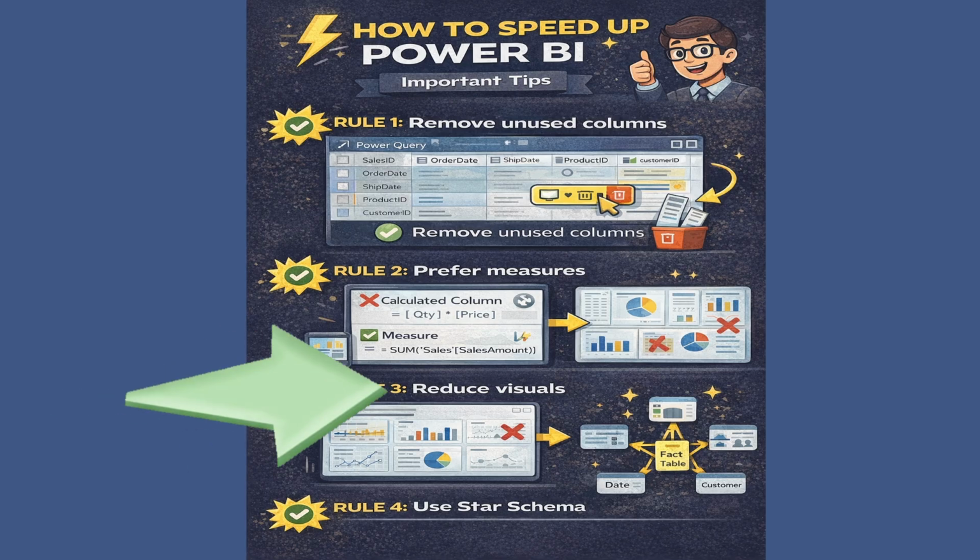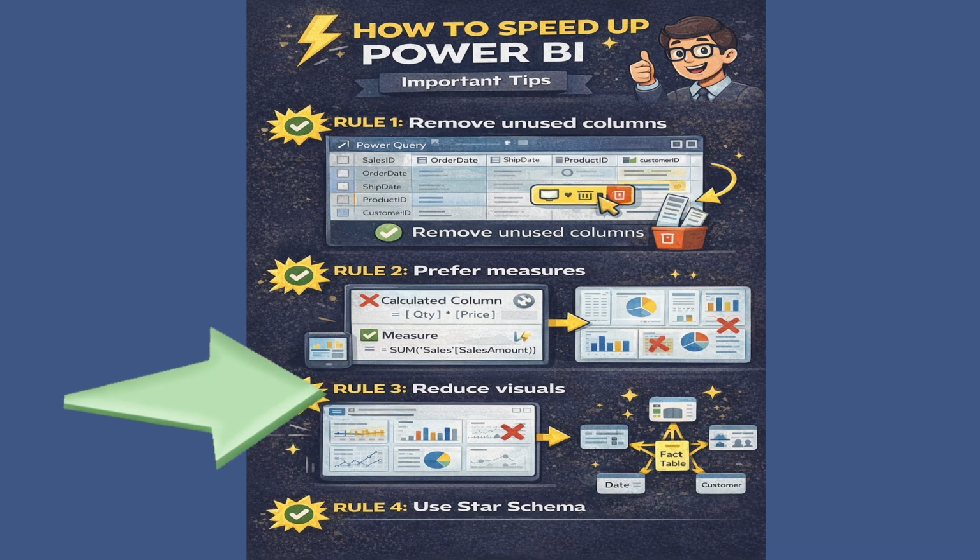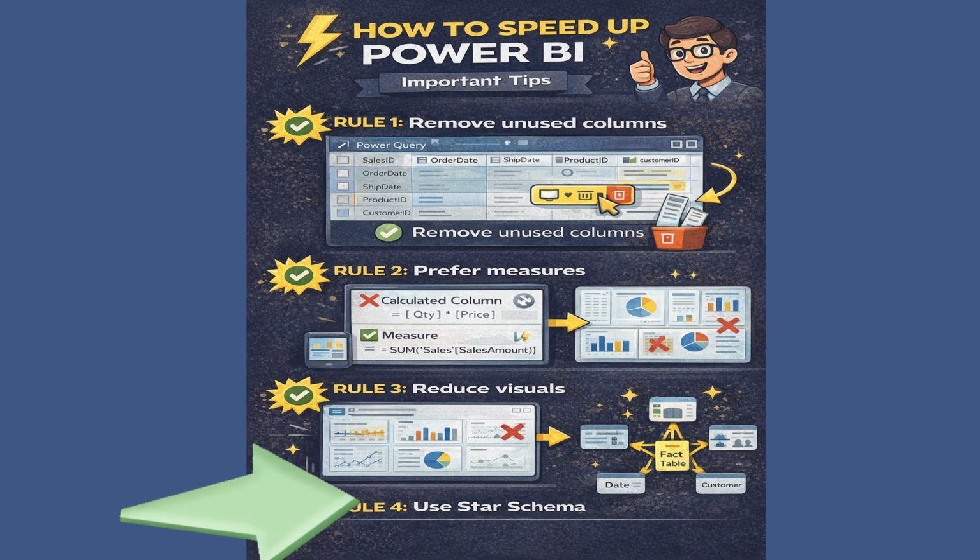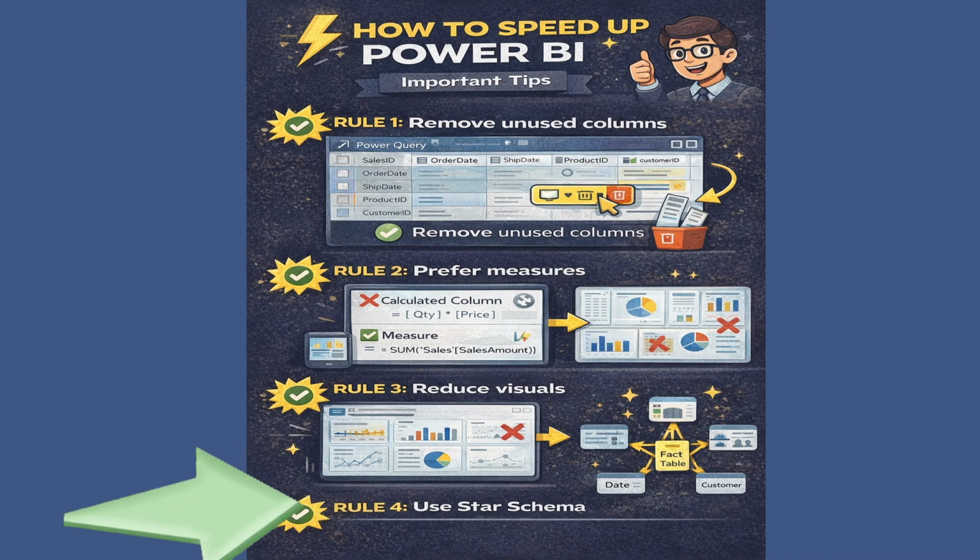Rule 3: Reduce visuals. Third, I avoid placing too many visuals on one page. Ideally, I keep 6 to 8 visuals per page for better performance. Rule number 4: Use star schema. Finally, I use a star schema where the fact table is in the center and dimension tables are around it. This structure is simple and very fast for Power BI.